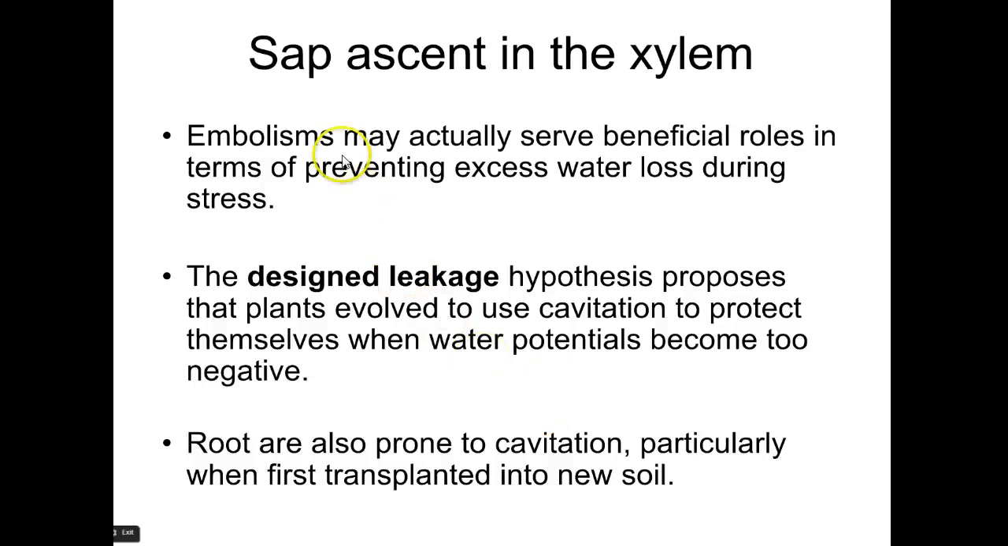Now, there's a proposal, there's this hypothesis called the design leakage hypothesis, that they use cavitation as a mechanism to help control water loss. So if you stop the water from moving, the leaf wilts, and that's not good, but it's better than the water continuously being lost from the leaf. So you cut the water off, wilting occurs faster.